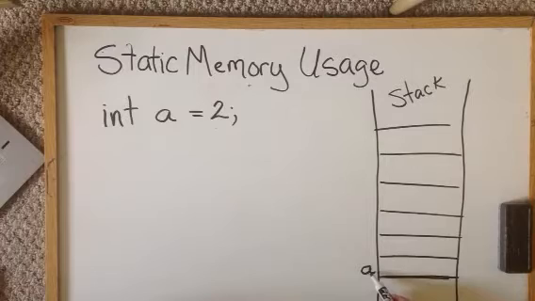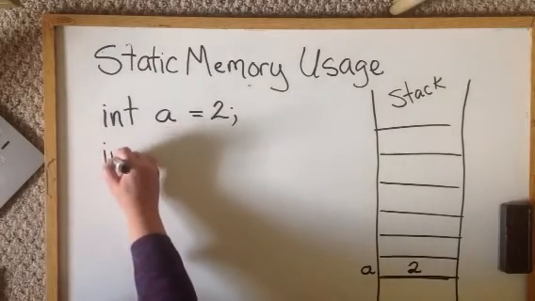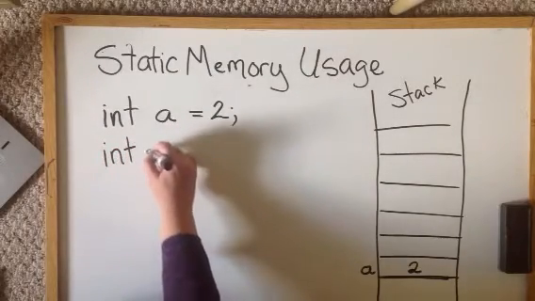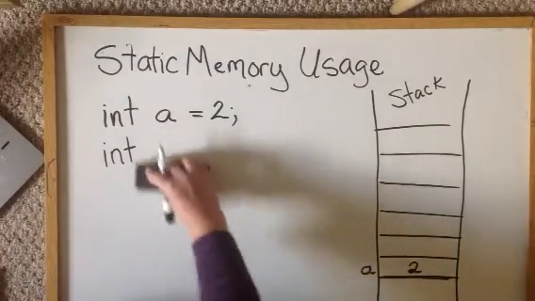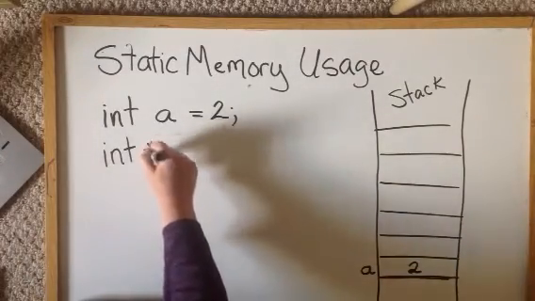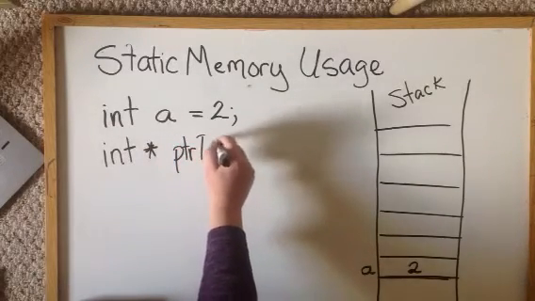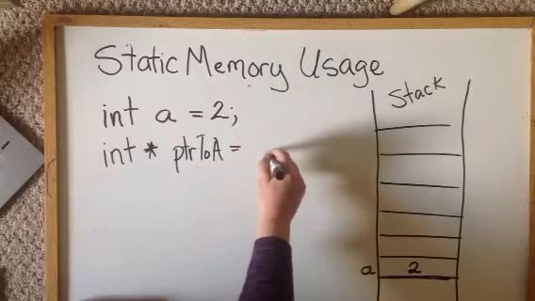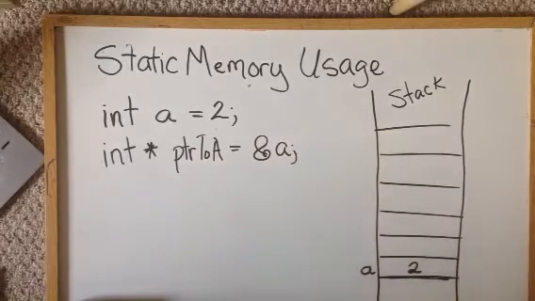It's not the pointer A. I don't have an arrow to represent that it's a pointer. It's just the variable A is labeled at this address, and we can put a 2 in there. If we want a pointer to A, we need a star to say it's a pointer, and then I name it pointer to A if I want, and then I can assign that the address of A with the ampersand.